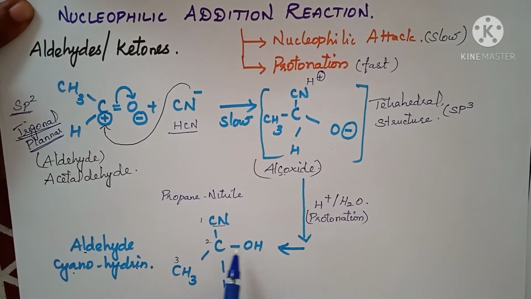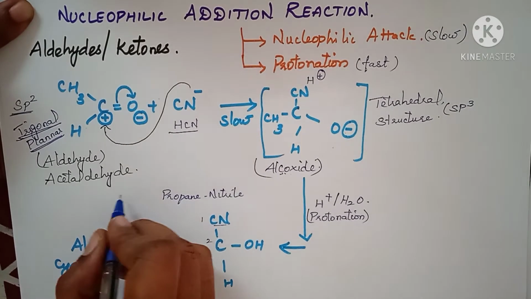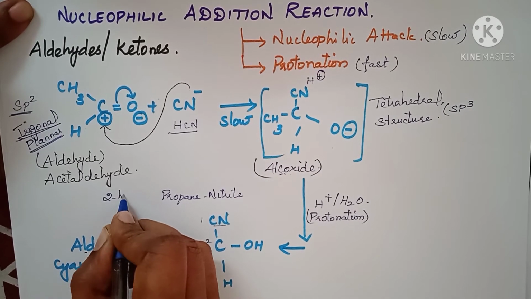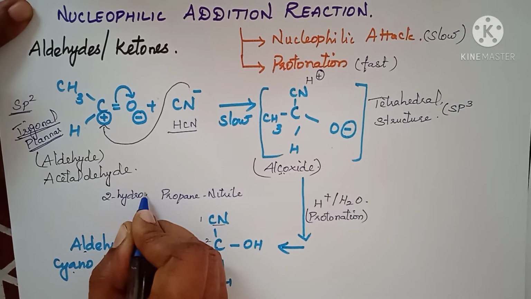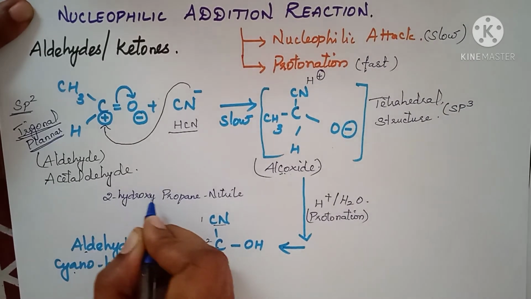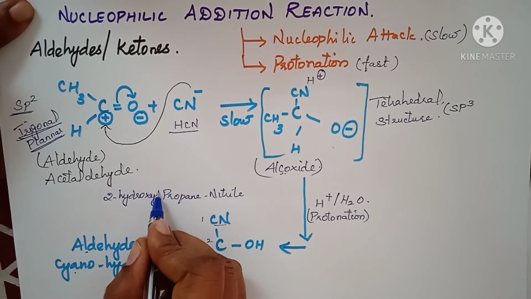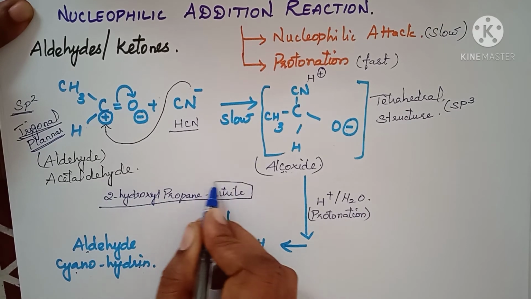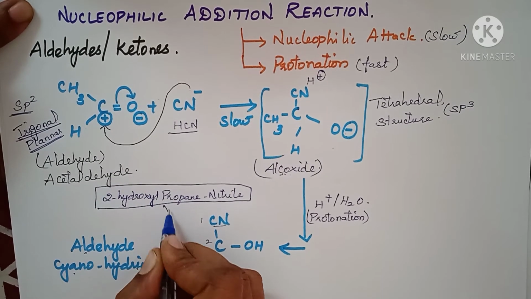Okay, next one. In that second carbon, what is attached over there? Hydroxyl group. So 2-hydroxypropane nitrile. So this is the IUPAC name of this compound.